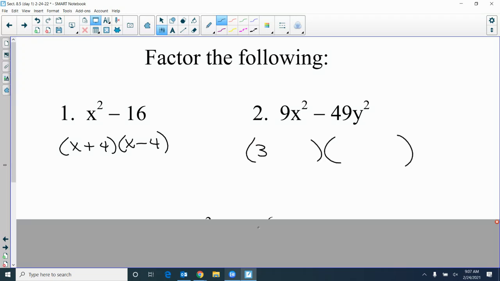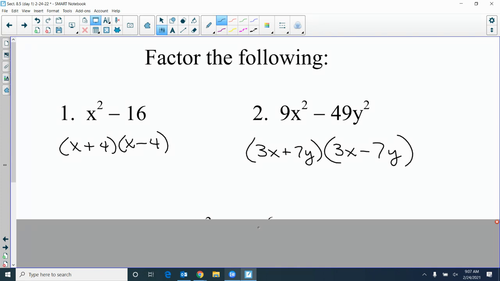I'll give you a hint. The first two terms are 3x and 3x. What should be the next part, Colin? Plus 7 and minus 7. But what about the y's? Oh, plus 7y and minus 7y. Good, you got to put a y with there. Plus 7y, minus 7y. It doesn't matter whether the plus or the minus comes first either.